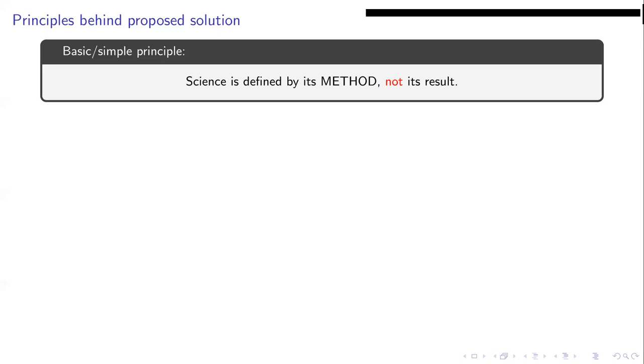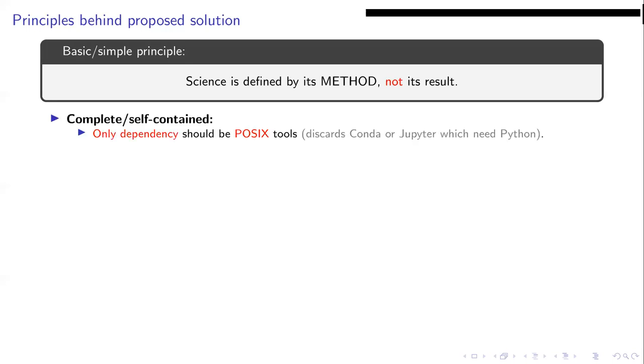So the most simple idea is that science is defined by its method, not its results. We have the scientific method and we're proud to have it. But in many papers, especially in public outreach, we focus more on the result rather than the methods. So the basic idea is that publishing the method is as important. Well, it's much more important than just the result. So how do we get to this general simple idea?